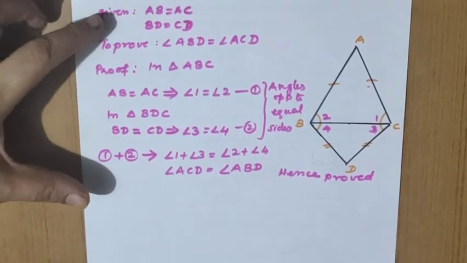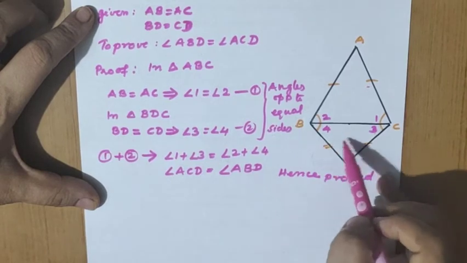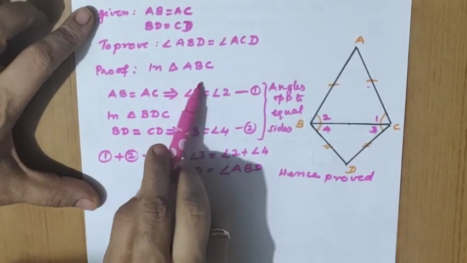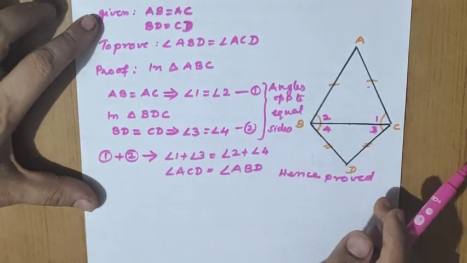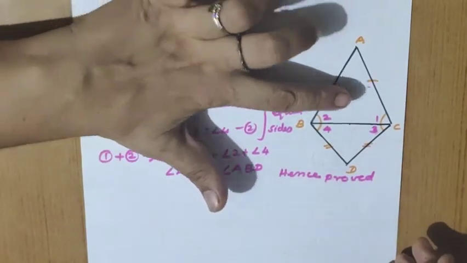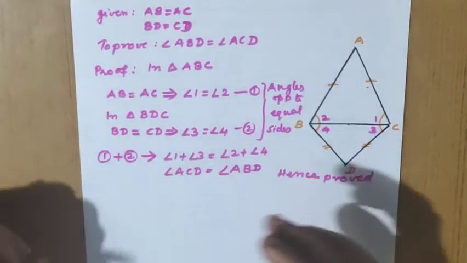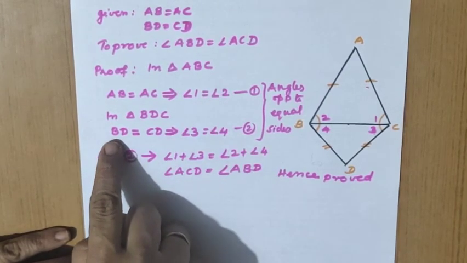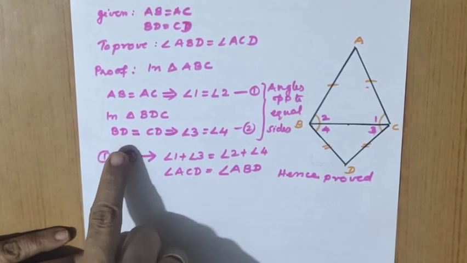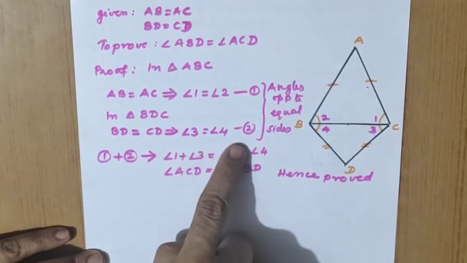And which are the two isosceles triangles? The first one is triangle ABC, the second one is triangle DBC. So in triangle ABC, AB equal to AC. So for AB, which is the opposite angle? Angle 1. Similarly in AC, which is the opposite angle? Angle 2. So angle 1 equal to angle 2. Then similarly in BDC we have written BD equal to CD. That means angle 3 equal to angle 4.